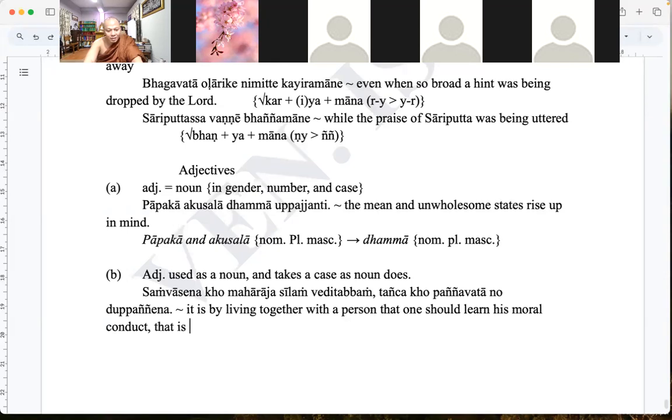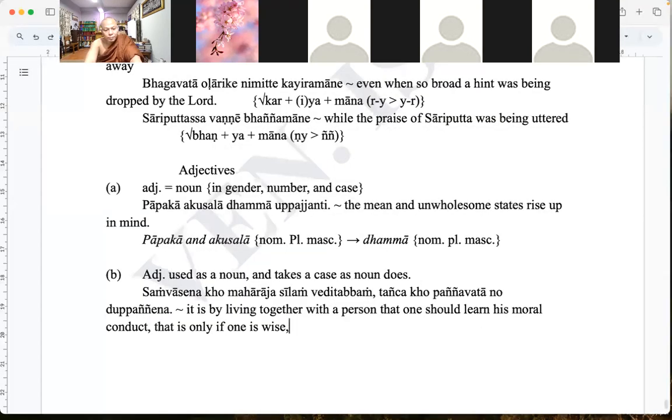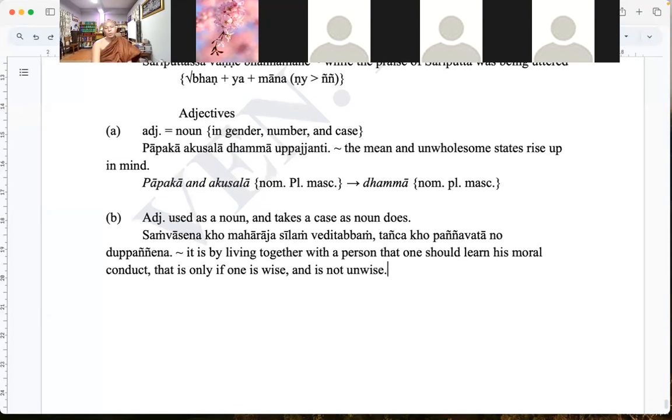Okay, later I will analyze. If one is wise and is not unwise. It's not unwise. So, actually, vinyavada is an adjective, firstly. So, vinyavada, by a person, or vinyavada by a person, like that, and also dobinina by a person.